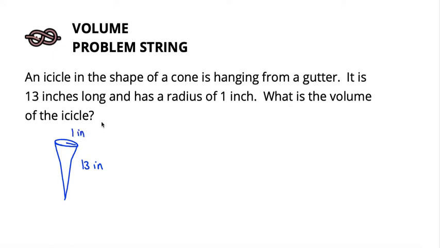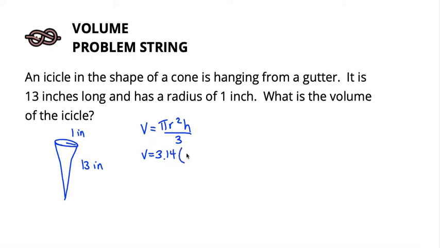What is the volume of this icicle? So how much frozen ice do I have? I'm going to start by taking a look at my volume formula from my formula sheet. The volume of a cone is pi r squared h divided by 3. I'm going to use 3.14 as pi, or you could use the pi button on your calculator.